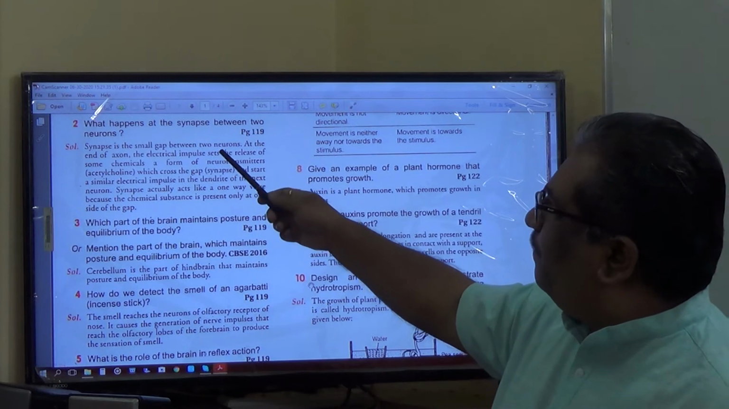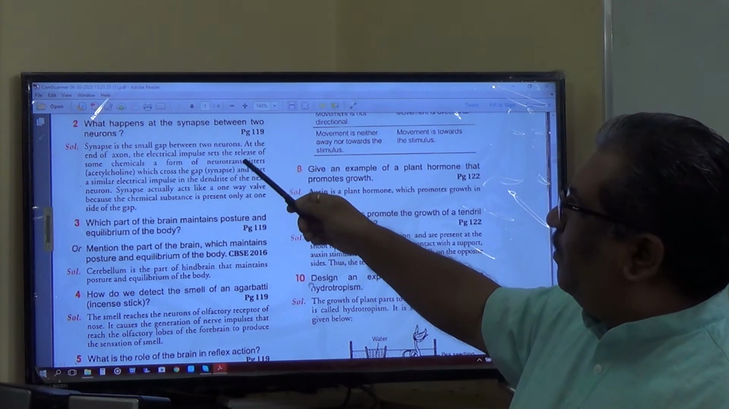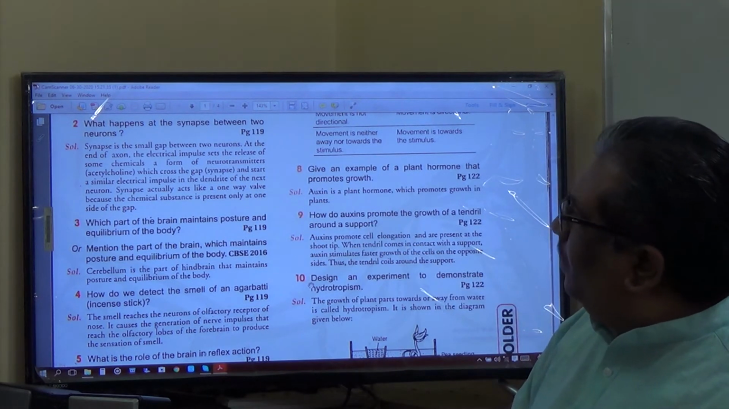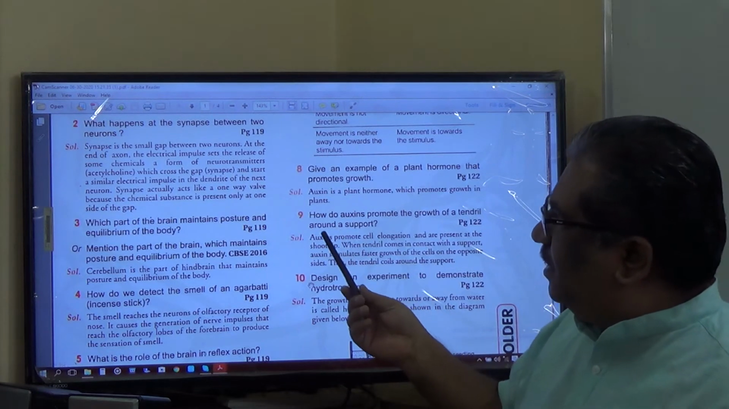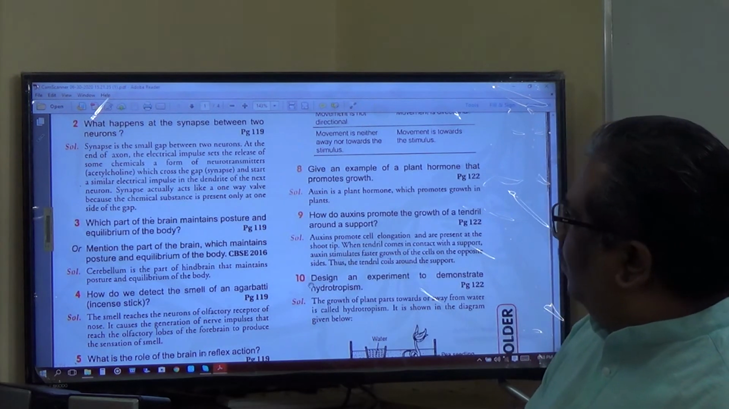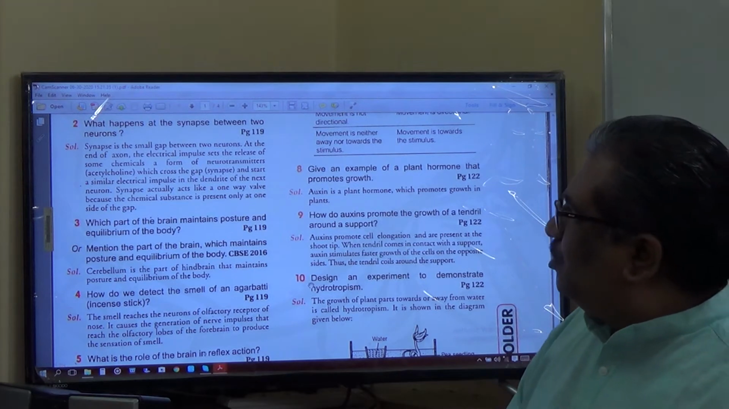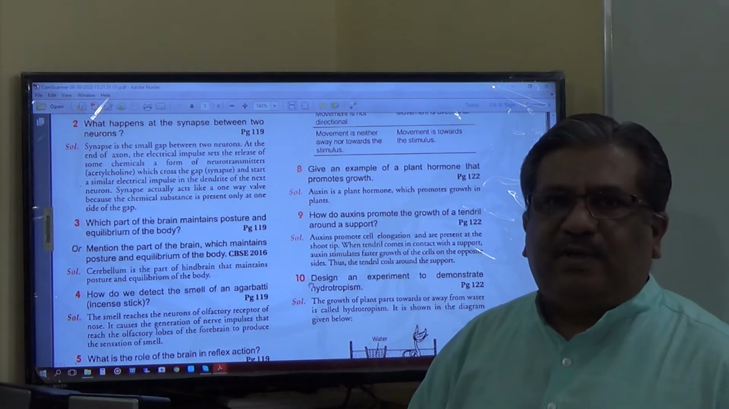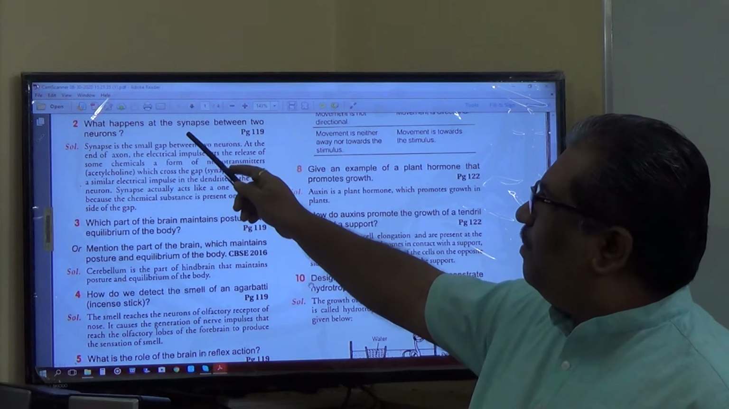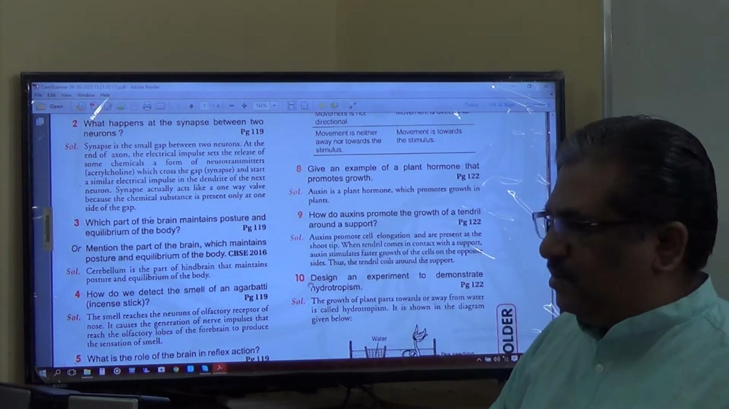What happens at the synapse between two neurons? I hope you are able to see this clearly, isn't it? All these letters and all should be visible for you. I think so, it should be visible. What happens at the synapse between two neurons?